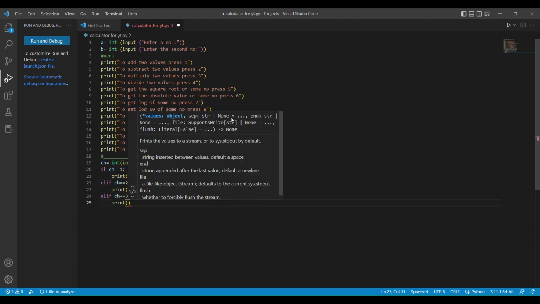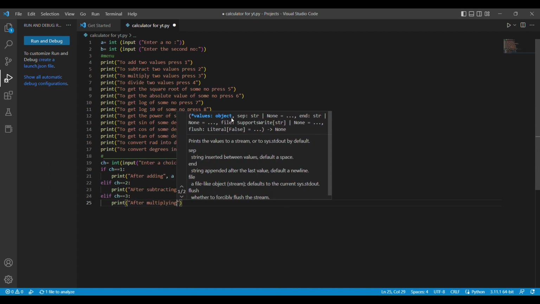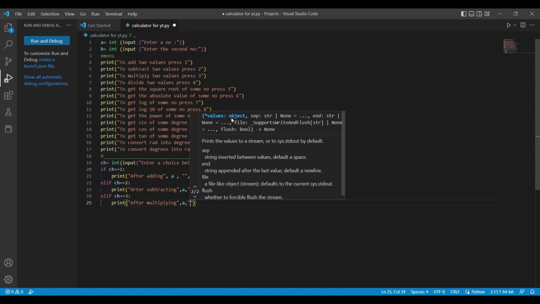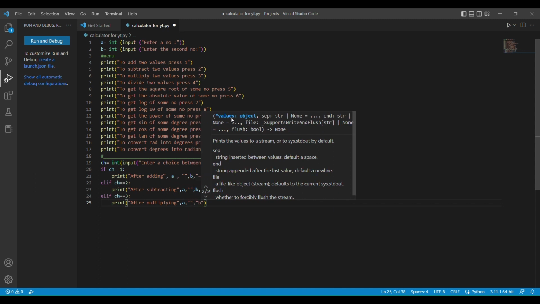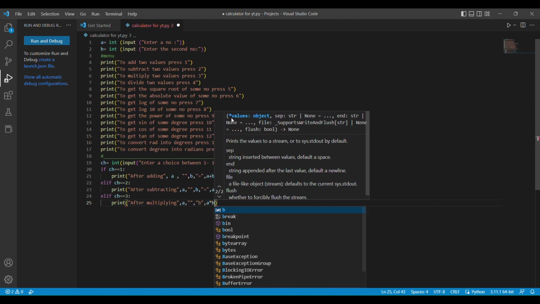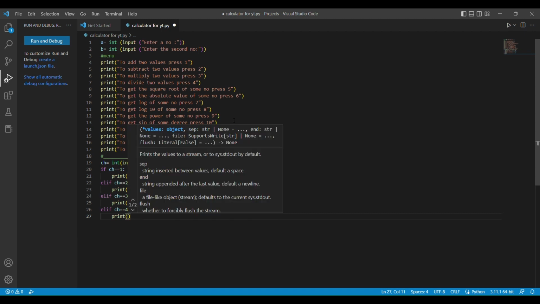Print after multiplying, comma a comma space comma b. Please don't watch it by skipping, because you will not understand anything if you watch it skipping. Then ch is equal to 4. Here ch is basically the choice that will be given to the user for which function he or she wants to choose from the menu.